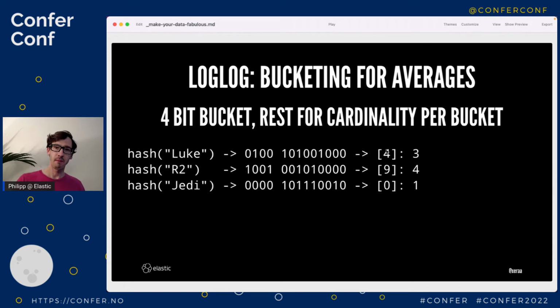And you only have up to 16 values that you need to store. So for each bucket, you store the maximum number of leading zeros. And that's all the data you need to keep in memory. So it's much reduced in terms of memory use.